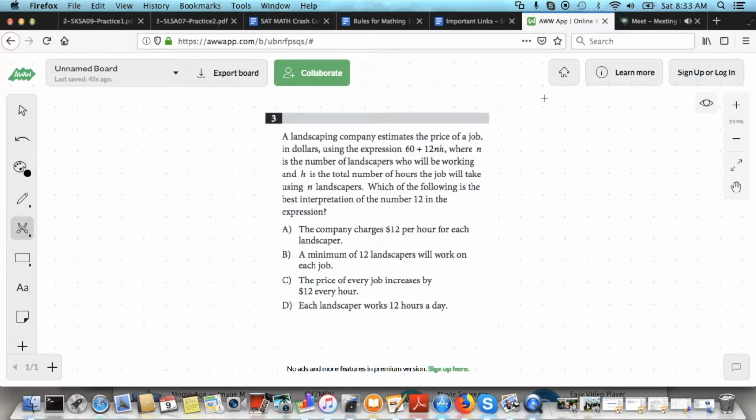Okay. I don't know if you guys are anything like me, but if I just look at that expression, 60 plus 12NH, I'm like, I don't know what's going on. It just doesn't mean much to me. I'm not a math genius here or anything like that. But again, plugging in values in place of variables, we can experiment and test values and see how it changes things.